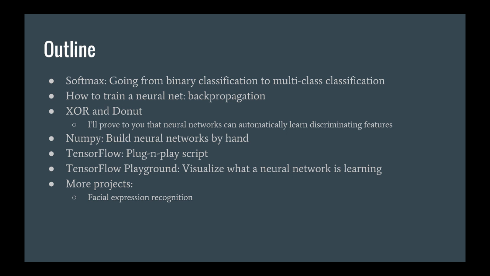Next, we're going to revisit the XOR and donut problems that we first looked at in my logistic regression course. Whereas we had to manually create features so that logistic regression could solve these problems, I'll show you that neural networks are capable of automatically learning discriminating features. To build our neural networks, we're first going to look at a library called NumPy and build them by hand, so you can practice and appreciate the theory behind them. After that, I'll show you how to use Google's new TensorFlow library to create a simple plug-and-play script you can use for deep learning. We'll also look at a tool called the TensorFlow Playground that will help you visualize what a neural network is learning as it learns.